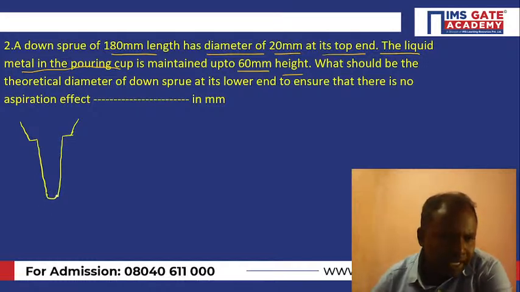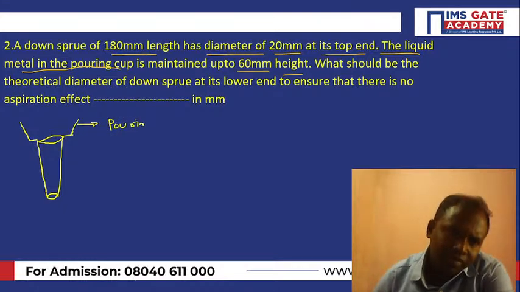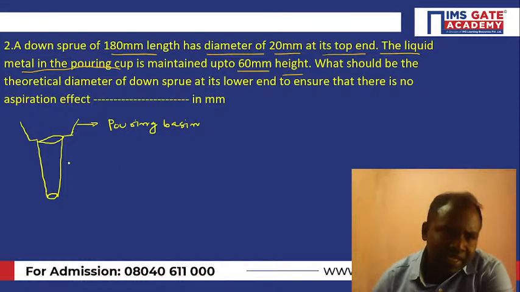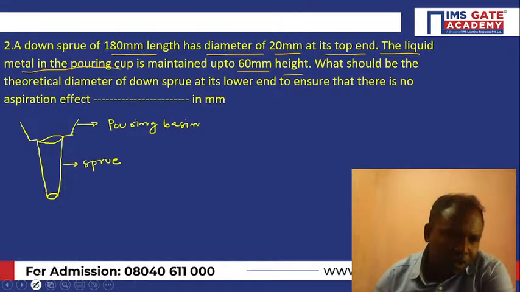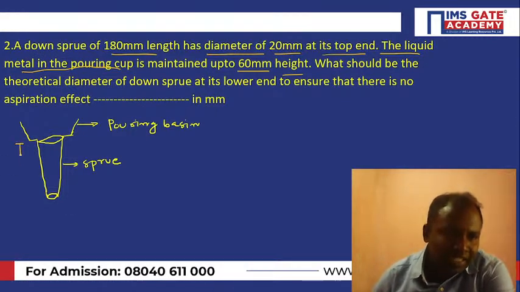It's a sprue, with the down end of the sprue and the top end of the sprue. And as we know, this is a pouring basin, and this is a sprue. All right, guys. Now, in the problem, the down sprue length is given, that is 180 mm.